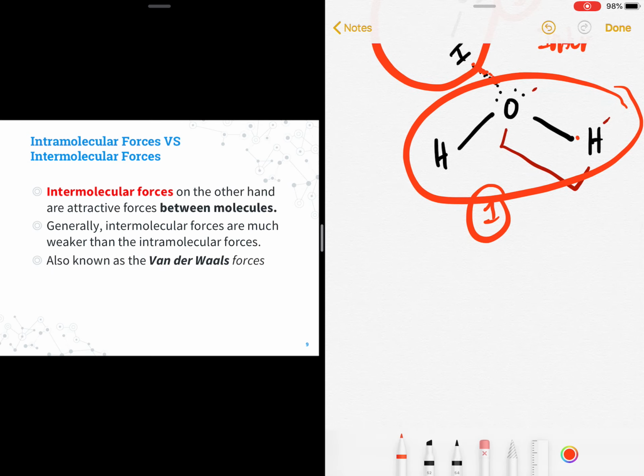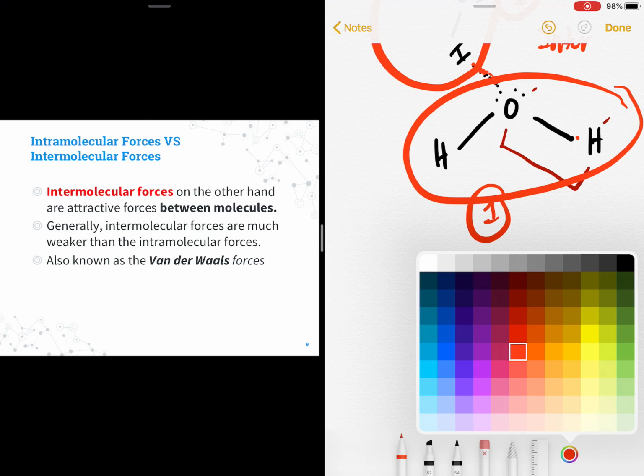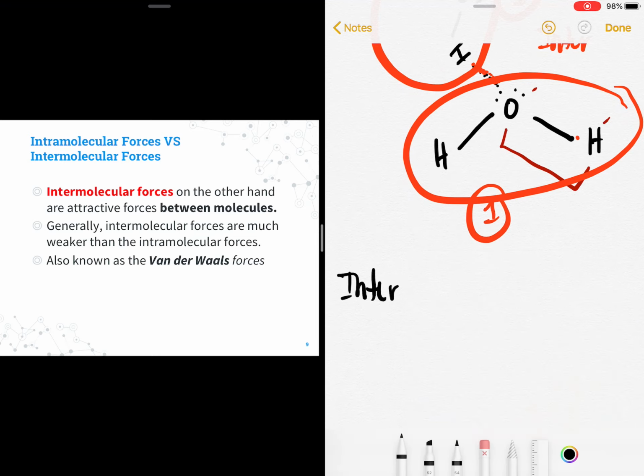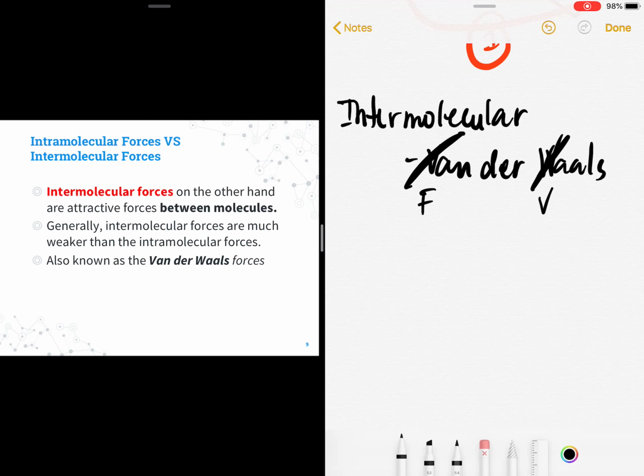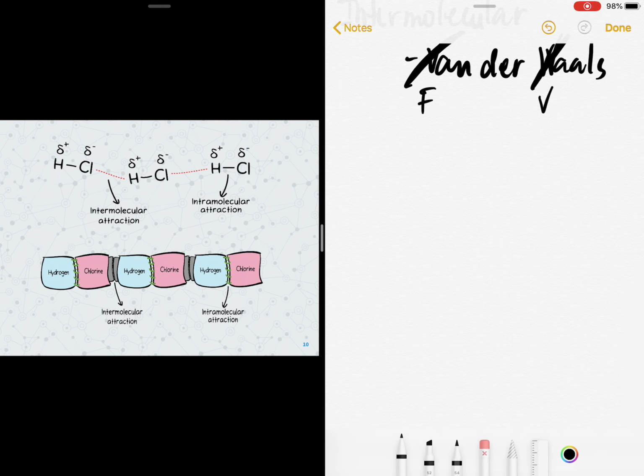Okay, so I hope that is clear. So your intermolecular forces, they are also known as your van der Waals forces. You don't pronounce this as "van der Waals" with a W, you pronounce it with an F sound: van der Waals. Van der Waals forces.